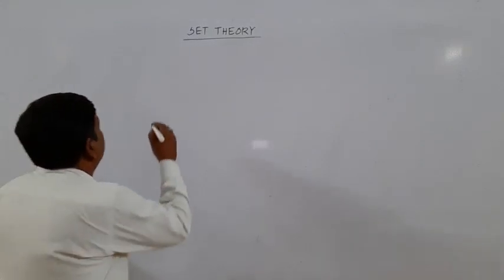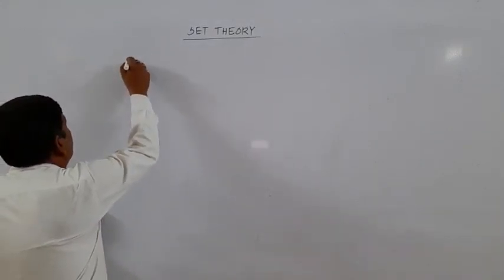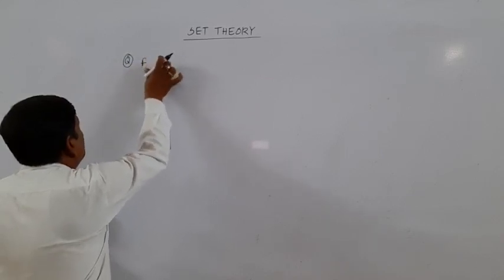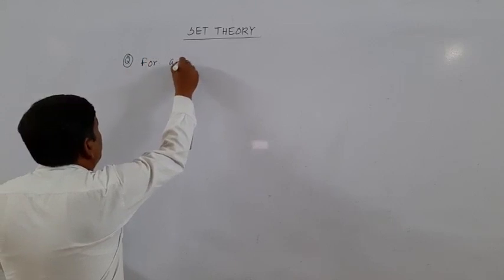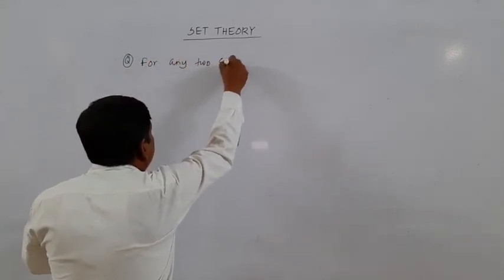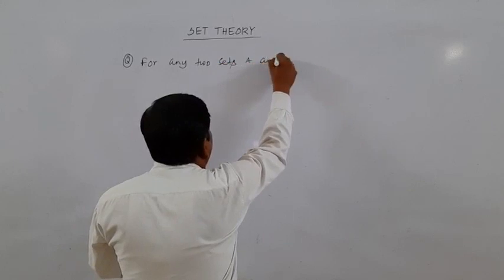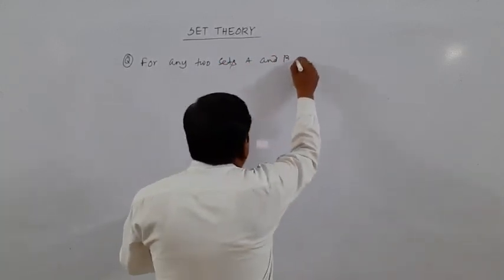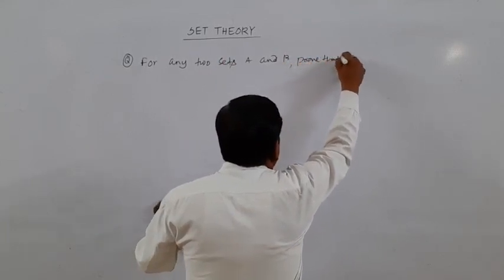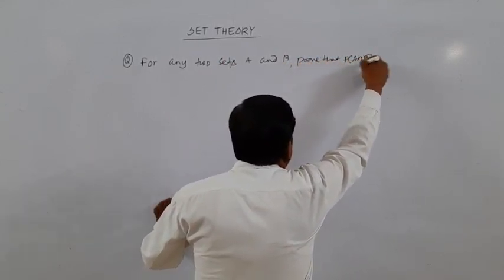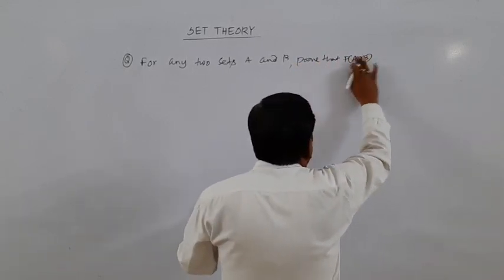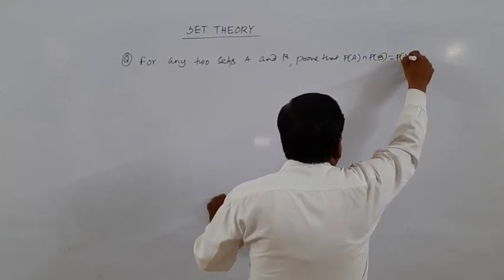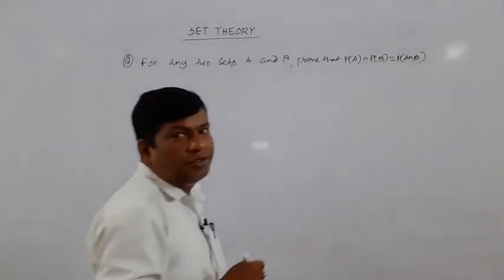Okay, now one question is: for any two sets A and B, prove that P of A intersection B is equal to P of A intersection P of B. Okay, this is the question.